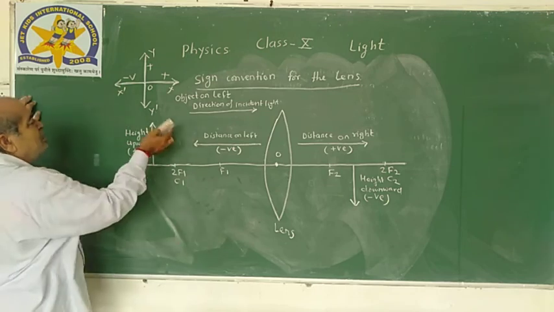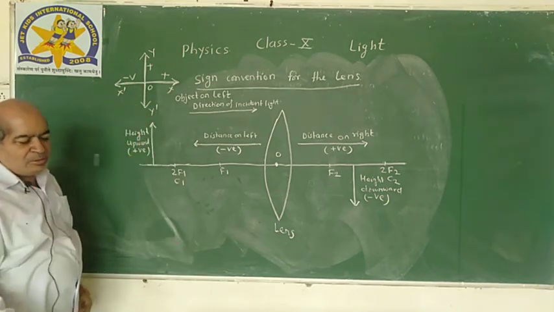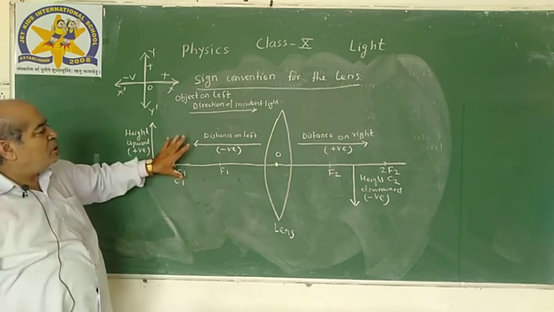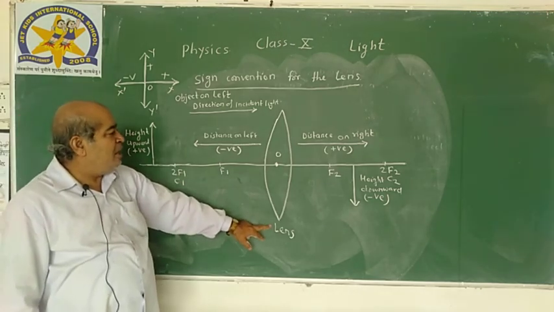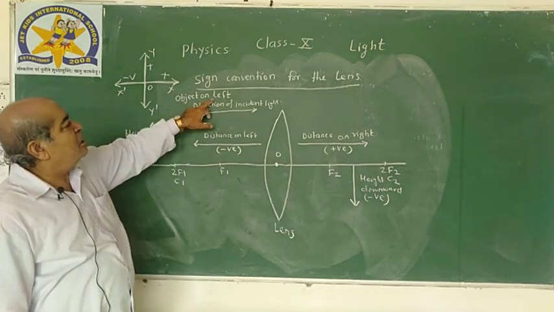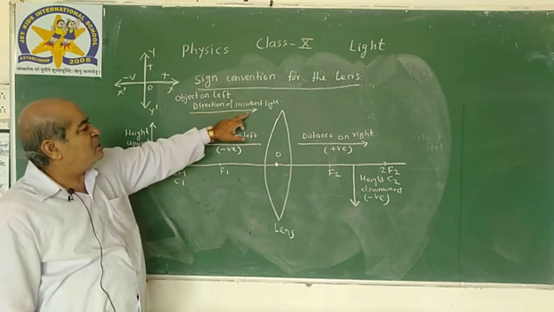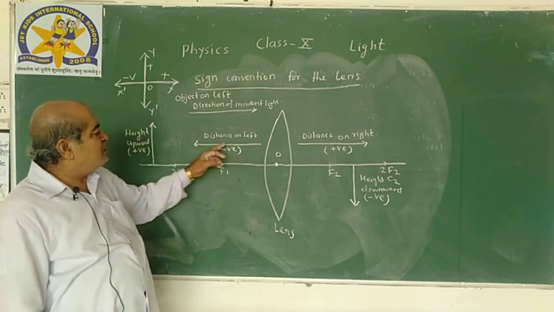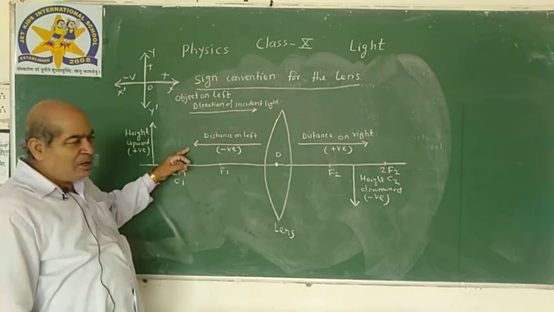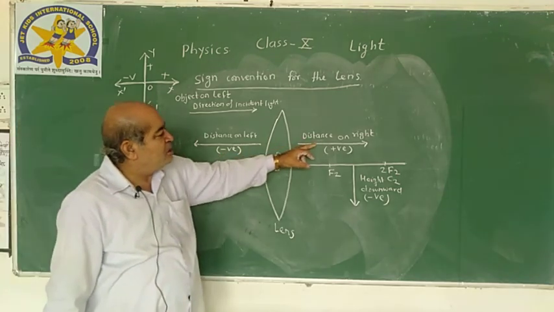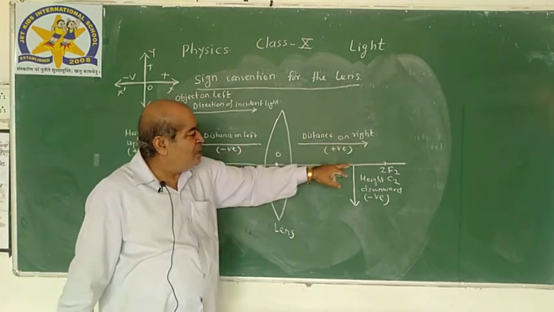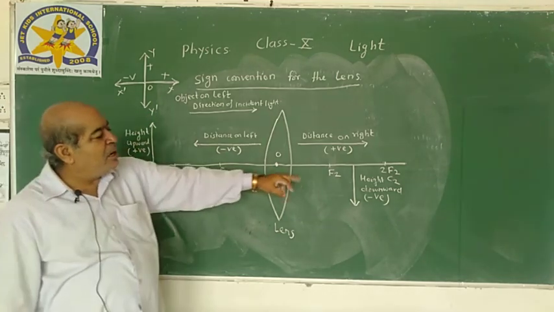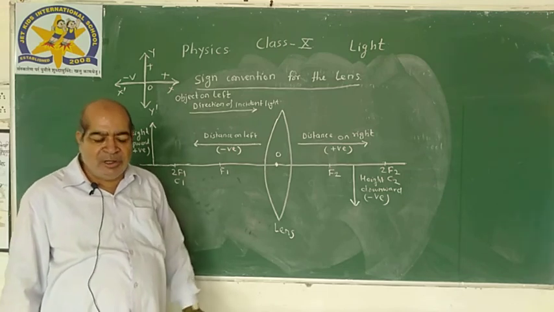So these are the rules for the sign conventions. You draw this diagram. This is the lens, this is the object on the left, this is the direction of incident light, O is the optical center. Distances on the left, arrow on this side, negative. Distance on the right, arrow on this side, positive. Height upward, positive. Height downward, that is taken as negative.